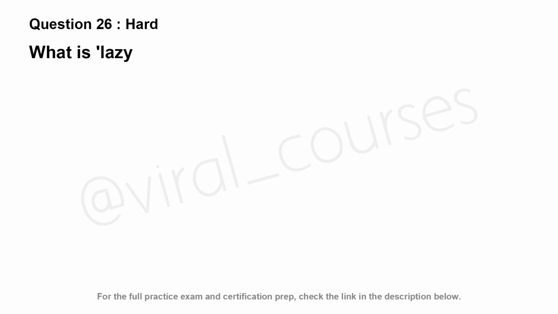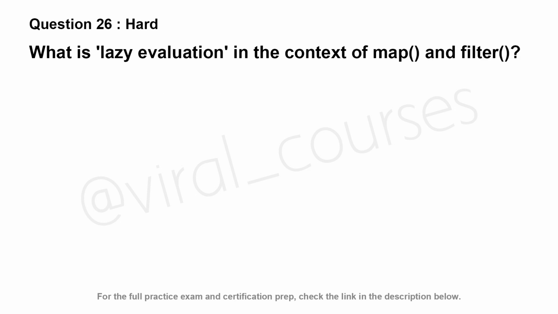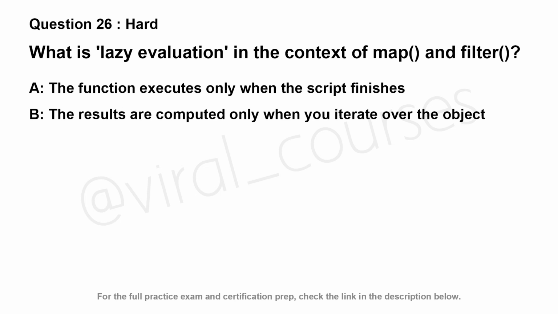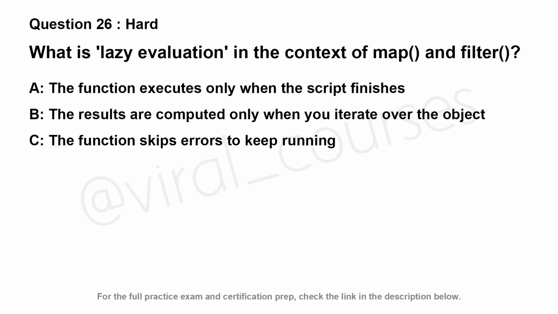What is lazy evaluation in the context of map and filter? Option A, the function executes only when the script finishes. Option B, the results are computed only when you iterate over the object. Option C, the function skips errors to keep running. Option D, the memory is cleared after every call.